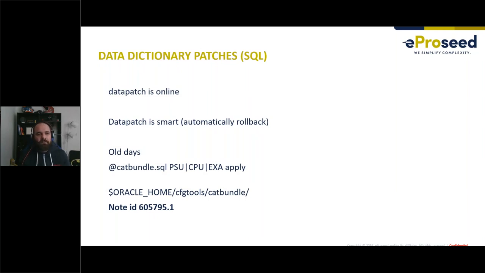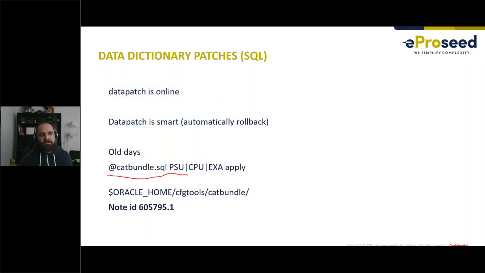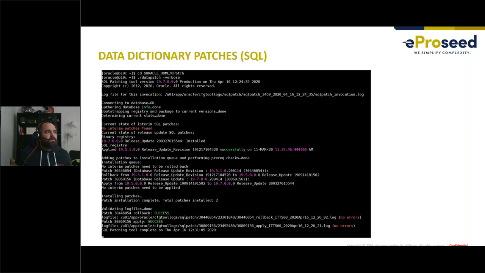So far I just talked about patching binaries, and now we will talk about the data dictionary, because we need to patch the data dictionary also, using Datapatch. In the past, we used to run catbundle, PSU, CPU, depending on the patch, or exa in the beginning of Exadata. Now we just need to use this on 12c and onwards.